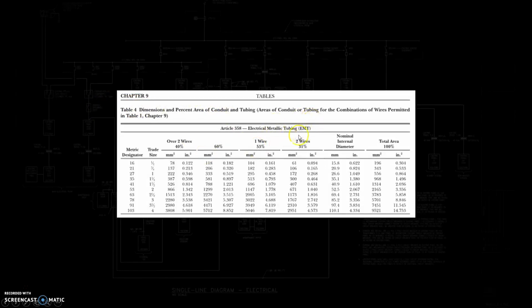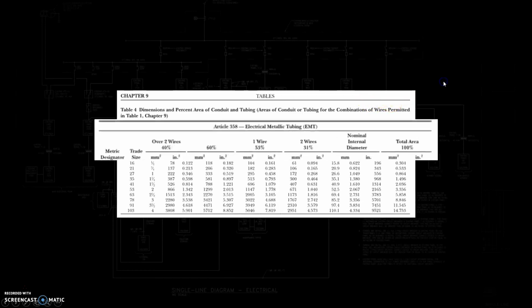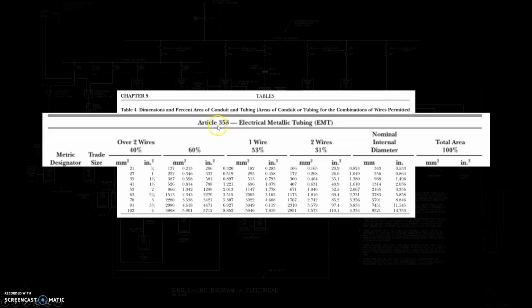Again, this is just one snippet from the table. This, again, is a multi-page table. But Table 4 is going to tell us everything about the particular type of raceway that we are using. So first off here, this particular one deals with EMT. There is a specific section for every type of raceway. For PVC, Schedule 40, Schedule 80, for rigid metallic conduit, for any type of raceway you can think of, there is a table for it and specific to it.